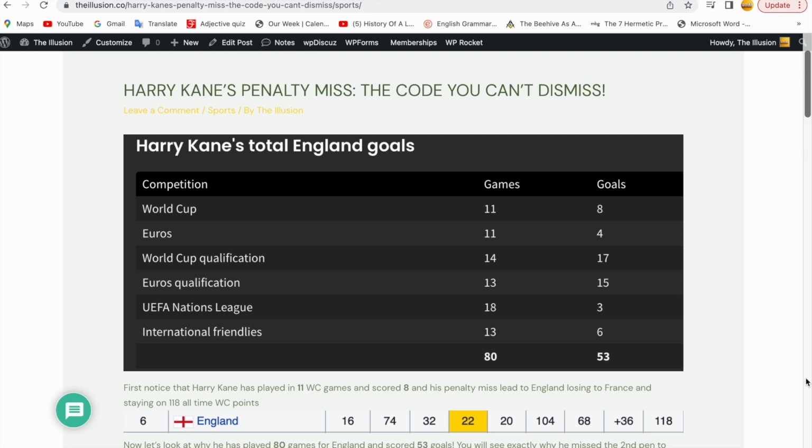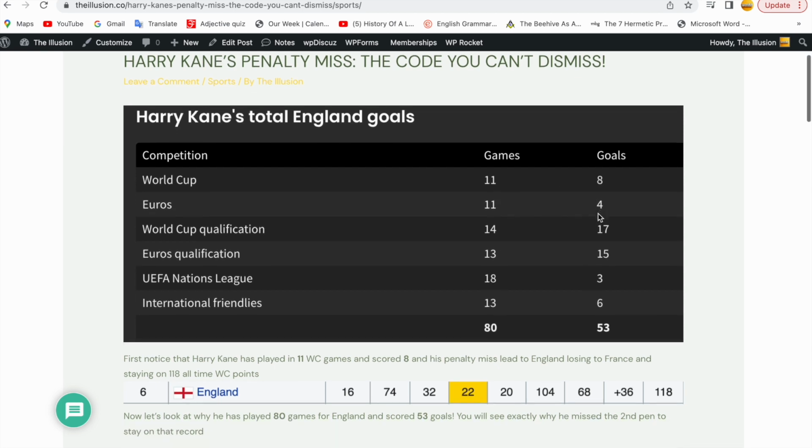Harry Kane's penalty miss. The code you can't dismiss. Harry Kane's total England goals, okay? 80 games, 53 goals. First notice that Harry Kane has played in 11 World Cup games and he's scored 8 goals. 118. You remember that commercial in England, guys?